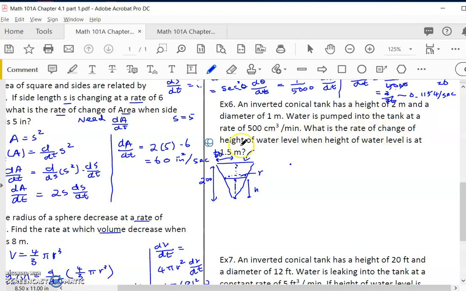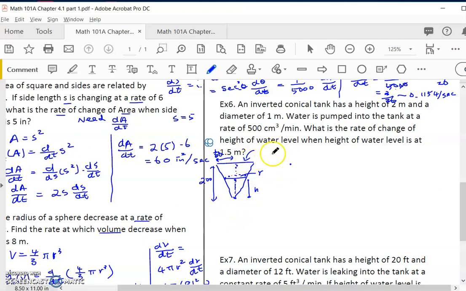What is the rate of change of the height of the water level when the height of the water level is at 1.5 meters? So when it rises to 1.5 meters, how is the height changing? It should be slowing down a lot because it's wider at the top. So we want to know dH/dt.